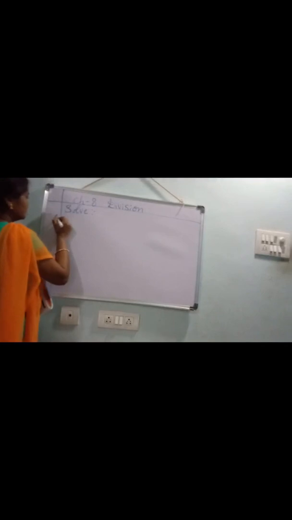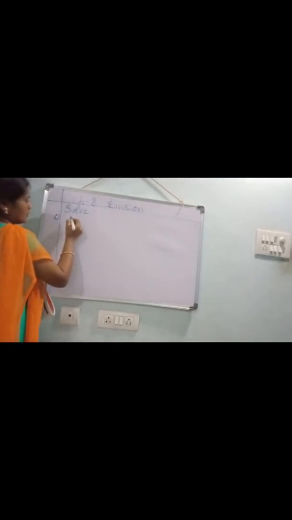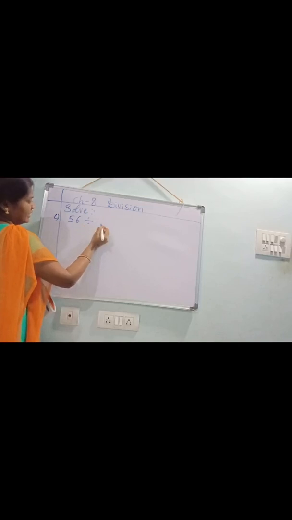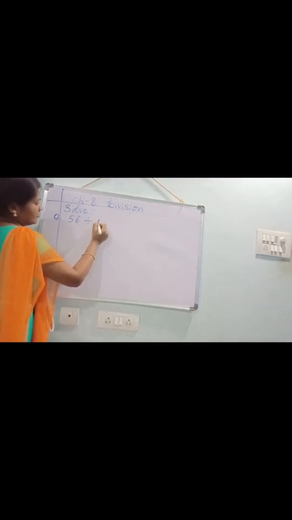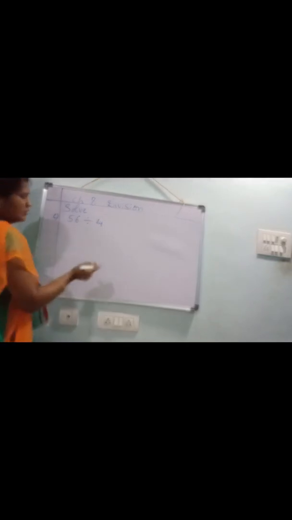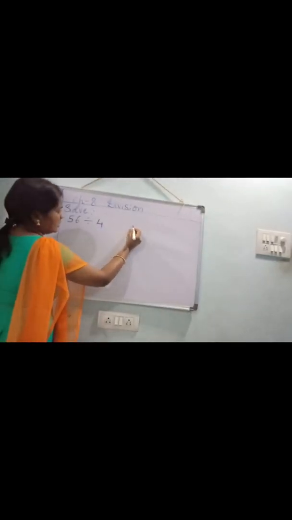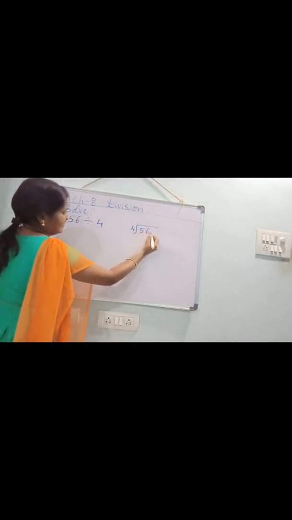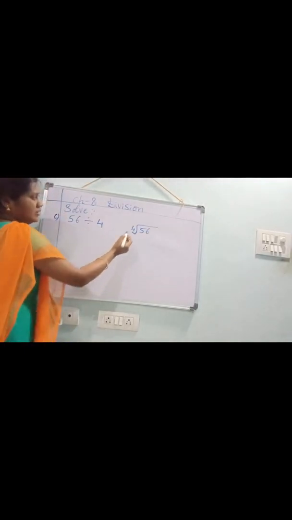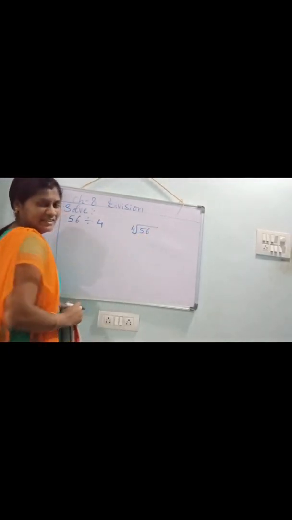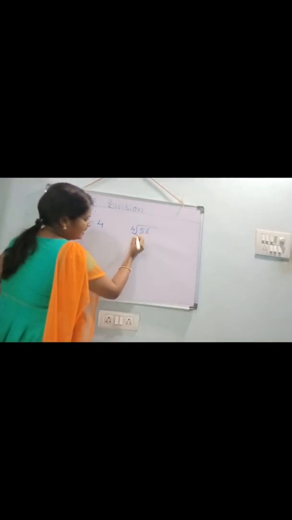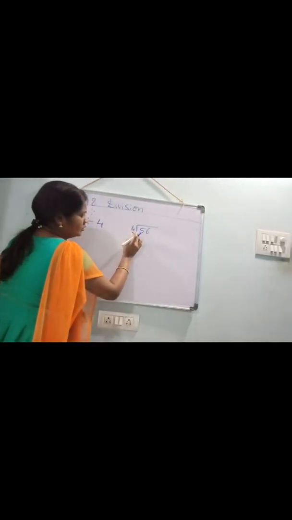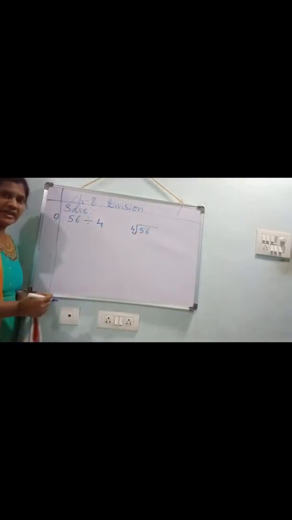Now see 56 divided by 4. See here, children. Look at the board. Divisor 4, dividend 56. See, 56 is here. First you should check 5. You can divide 5 by 4. Yes, you can do.